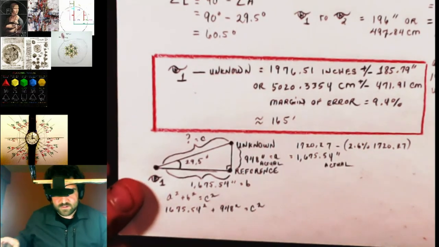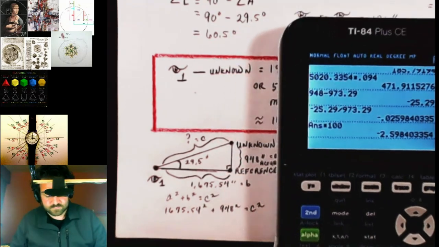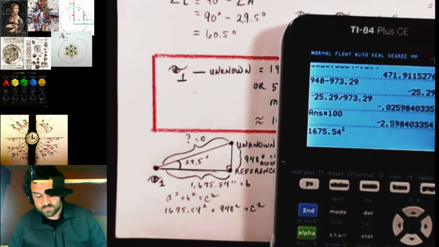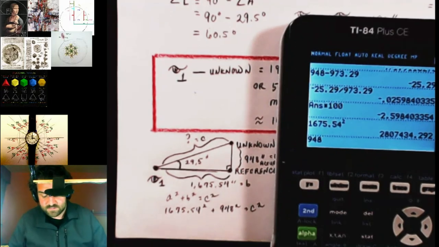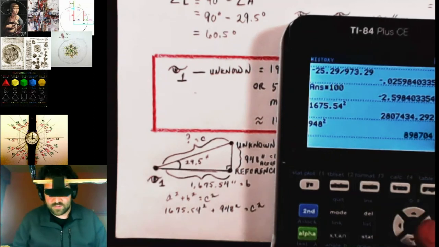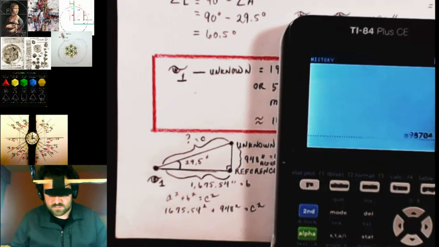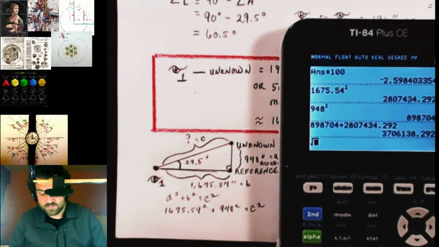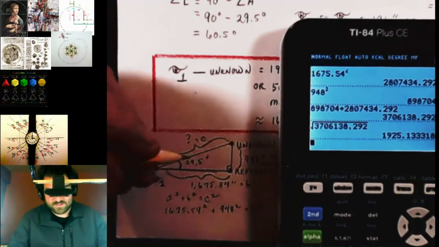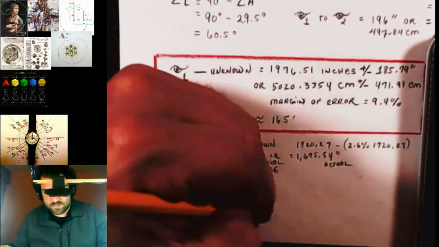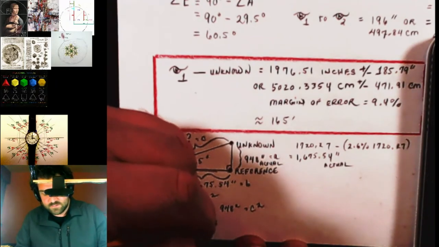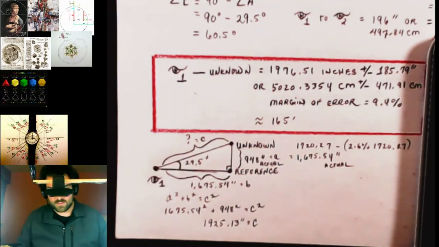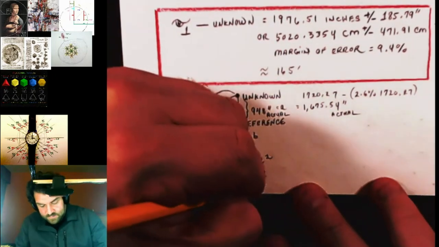So we'll use our calculator here to help us speed things along. 1,675.54 squared is an enormous number. 948 squared is also an enormous number. Now we add those numbers together, and we get another enormous number. If we take the square root of that number, we'll have C, or the hypotenuse. The square root gives us 1925.13. So C equals 1925.13 inches. That's C actual.